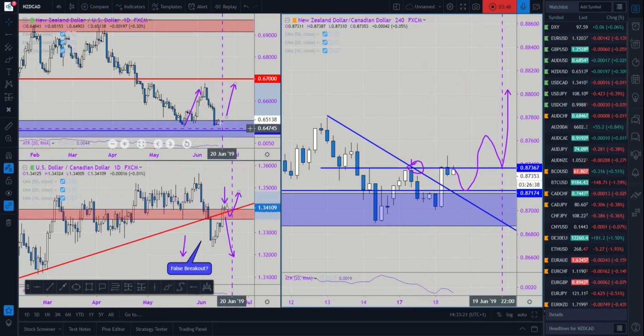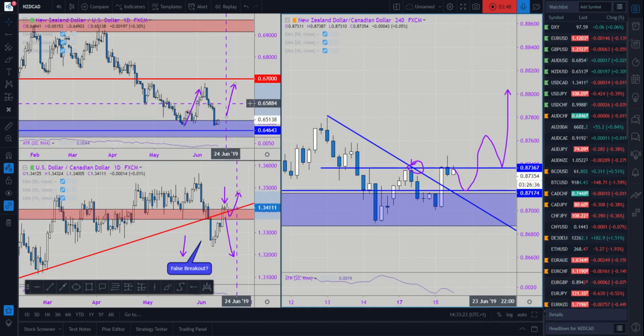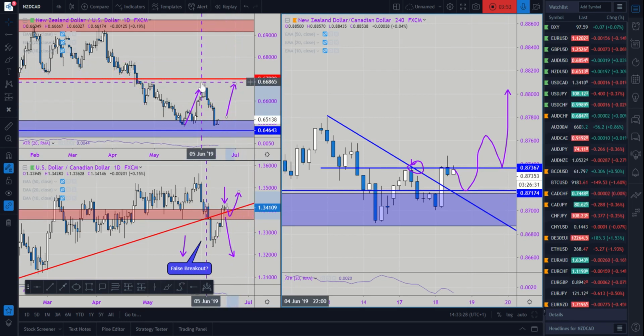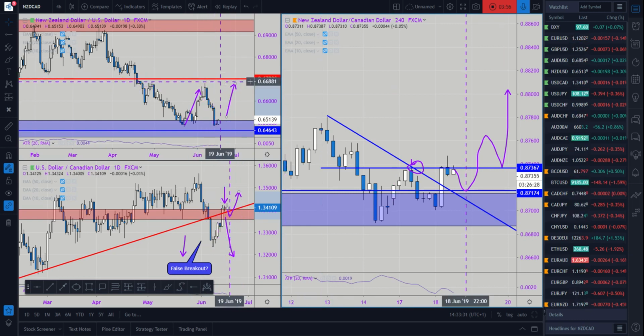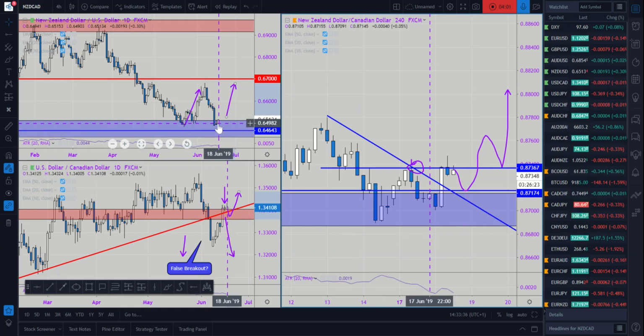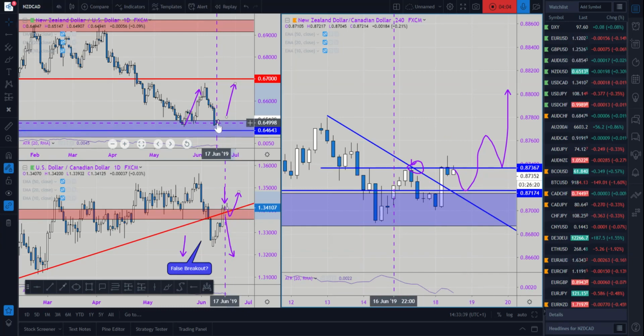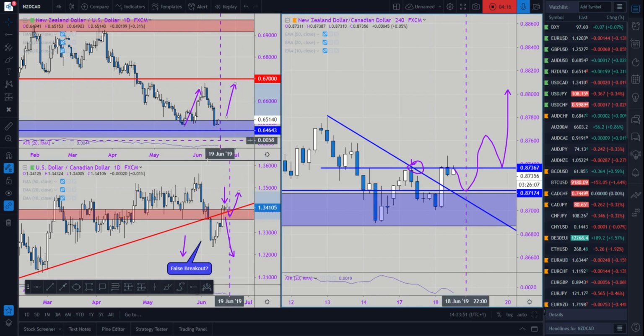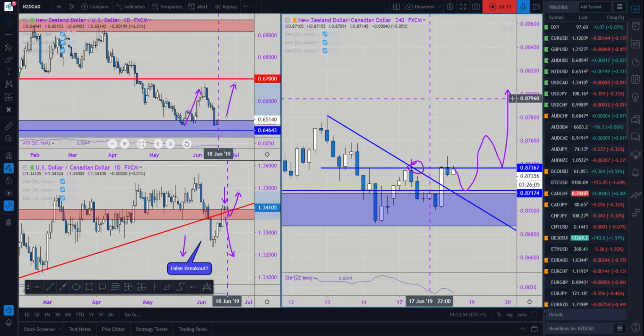We should see the Kiwi bounce quite significantly from this point. We still are expecting 6,700 to be tested because it hasn't been tested yet, and we do feel like that could be tested still, as long as this demand zone holds on Kiwi dollar. And this could all change with regards to the FOMC this week. Very, very hard trading conditions this week, so please be wary of any kind of trading opportunities, or at least lower the risk in terms of trading this week, because it is going to be a little bit of a mad one.